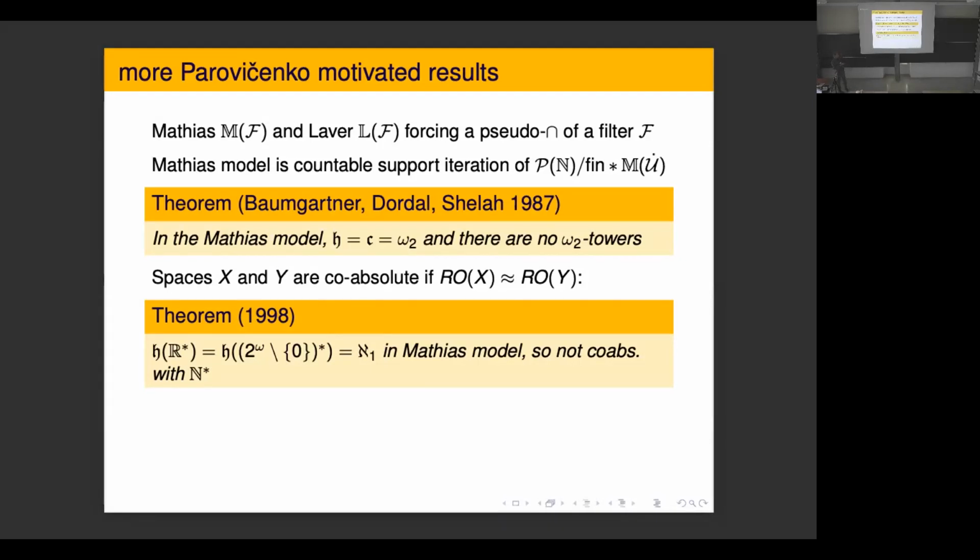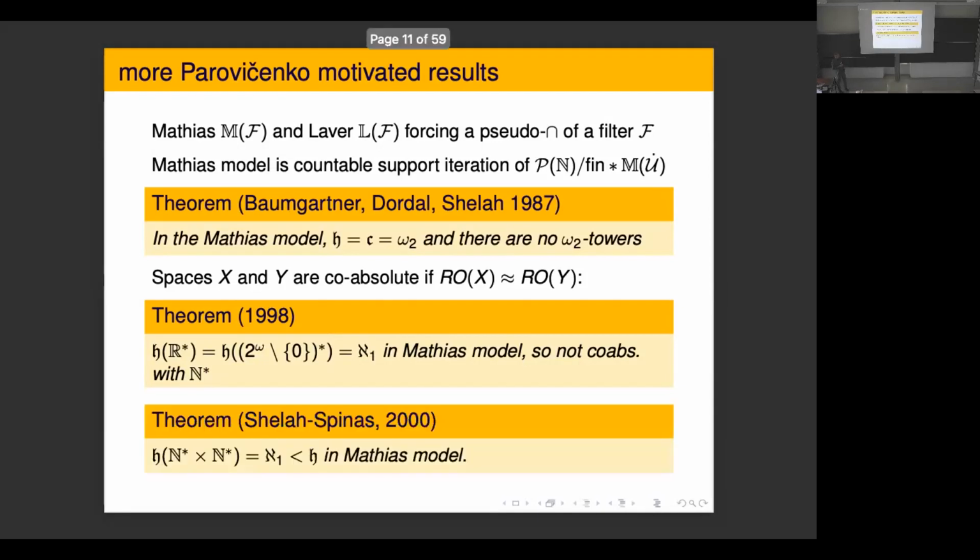And then a couple of years later, Ottmar Spinas and Shelah proved that for the product of n star with itself, the h number drops in the Mathias model. And I probably should have mentioned that Balcar and Simon, I think it was just the two of them, had studied the h number of the finite products, and they showed that it was monotone descending, but they didn't know when and if it could drop. And so they've shown that in the Mathias model, it drops immediately. Very lovely paper, although Ottmar told me he doesn't like it.